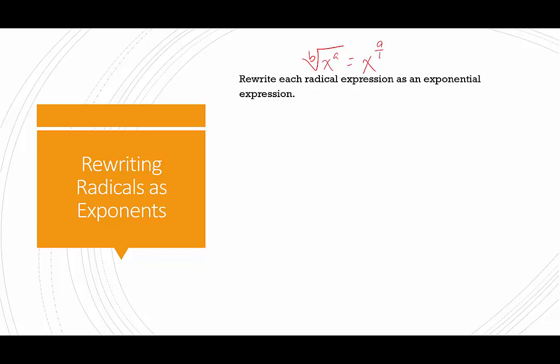Looking at some examples, we're going to look at examples of writing radicals as exponents, and then we'll look at examples of writing exponents as radicals. We're going to take each radical expression and write it as an exponential expression. So radical expression means we're going to have something like the b root of x to the a, and we want to rewrite it as x to the a over b. That's what it's ultimately going to look like.